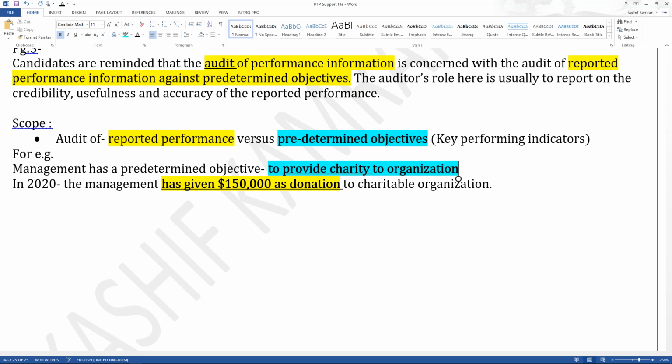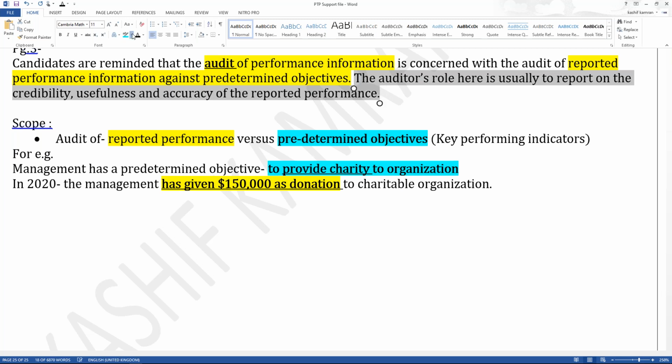Okay, so can you find the two color schemes? The blue is the objective and the yellow is the reported performance, right? Now, what is the auditor doing here? If the management is setting the objective and the management is telling the performance, then what is the role of the auditor? The auditor's role is after. See this. The auditor's role here is to usually report on the credibility, usefulness, and accuracy of the reported performance.